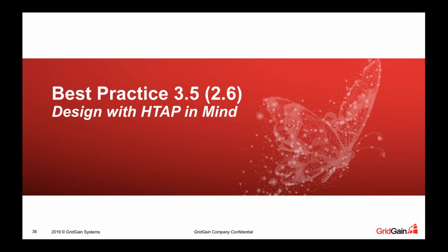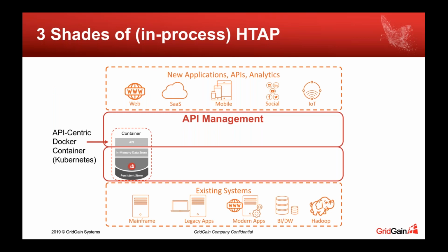The final practice I wanted to go through is just design with hybrid transactional analytical processing, or HTAP, operational analytical processing, in mind. And there are really three shades of HTAP. The first one we talked about, it's bundling each API with an underlying node that holds the data for the API in memory on the same box. That's the traditional API-centric in-process processing for speed and for scale.